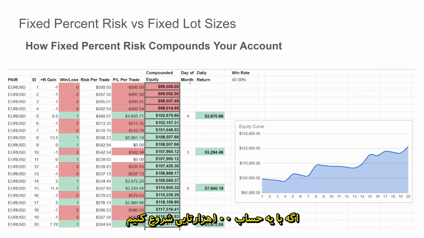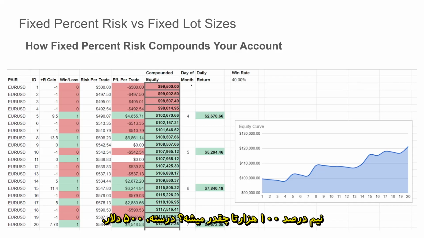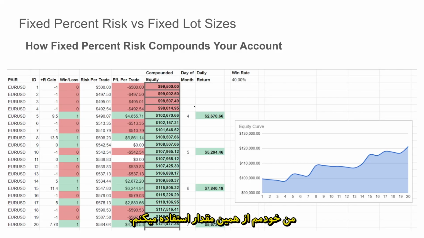We started with a 100K account. If we start with a 100K account, we're risking 0.5%. What's 0.5% of 100K? It's $500, right? It's the most common, like I said, risk profile that people use when they're starting out, and even I still use it to this day.